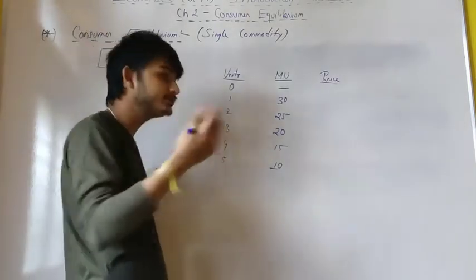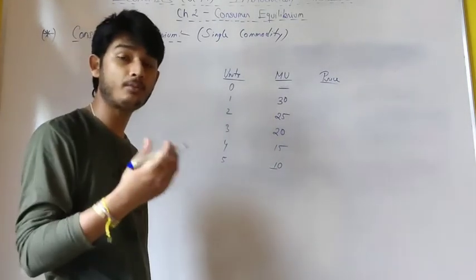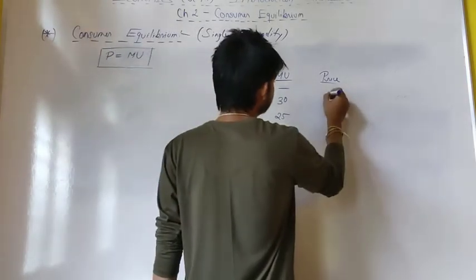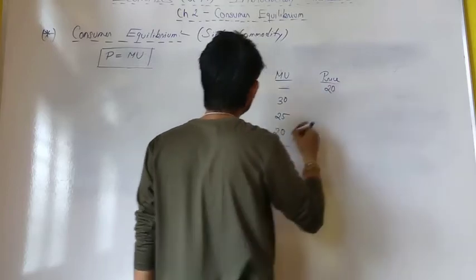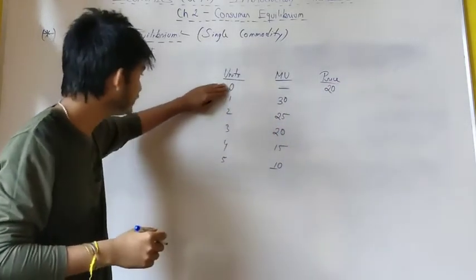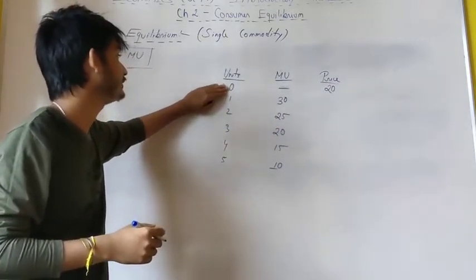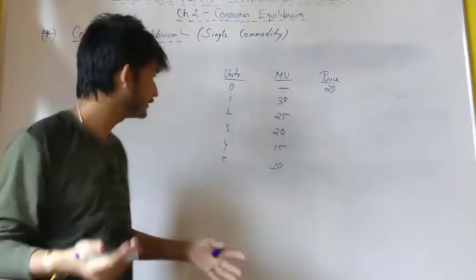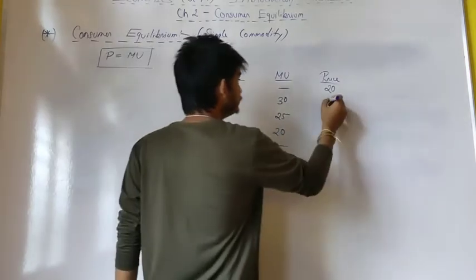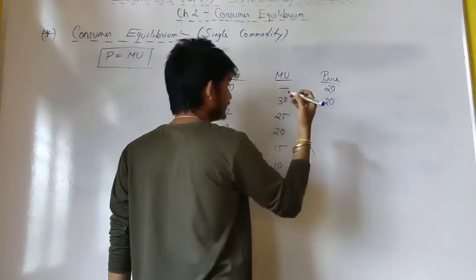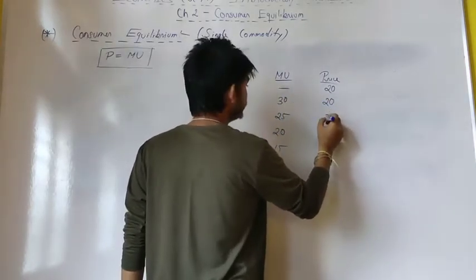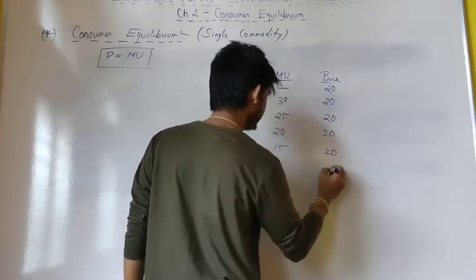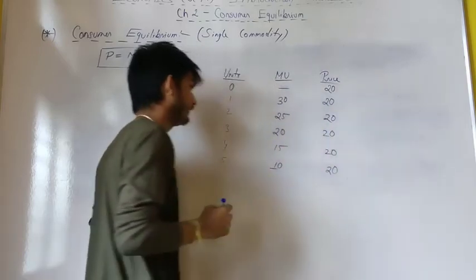Now, suppose that the commodity we are consuming has a price of rupees 20. So no matter how much we consume, we can consume 0 units of the commodity, still the price will be 20. If we consume 2 units, the price is the same, for 3 and 4 it is 20, 5 is also 20.